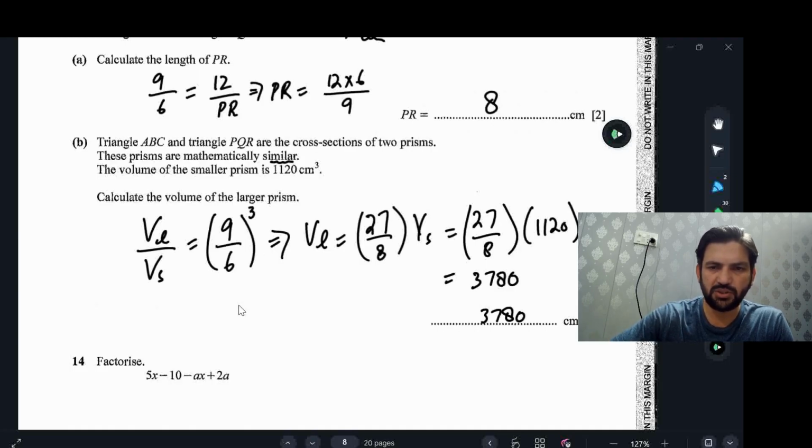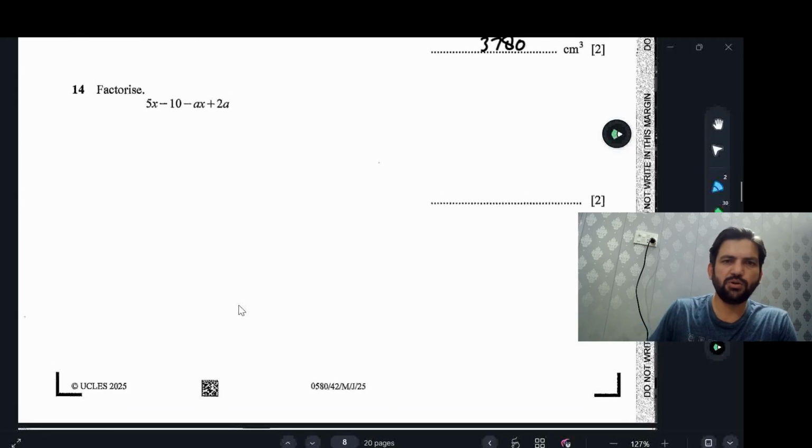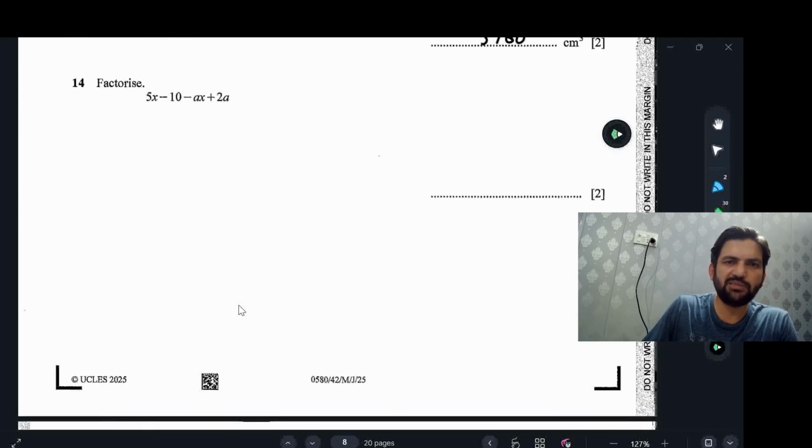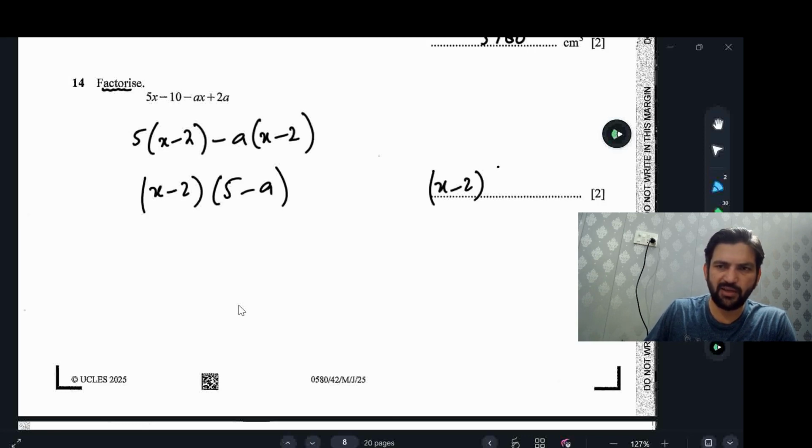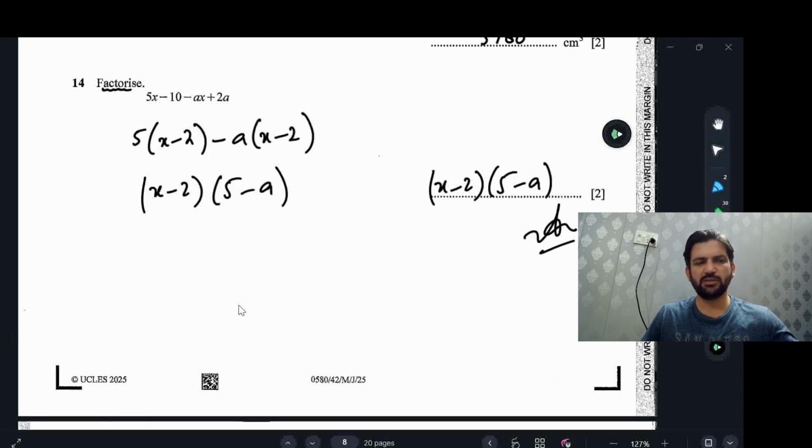Let's move to question number 14. The command word is factorize. So we have to take the common factor because we can see that we have 4 terms. So x minus 2 will be the common factor, then minus a into x minus 2. Now overall we have to take the common, so this will be 5 minus a. So x minus 2 into 5 minus a will be the final answer. I hope that the concept is clear.